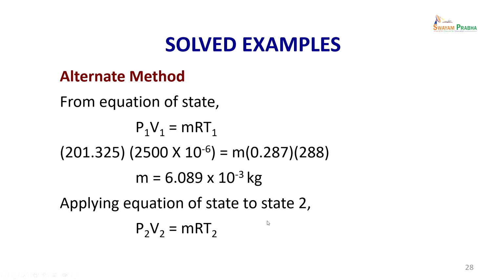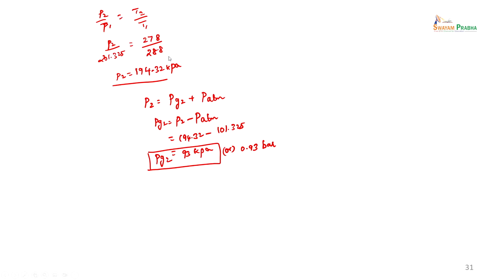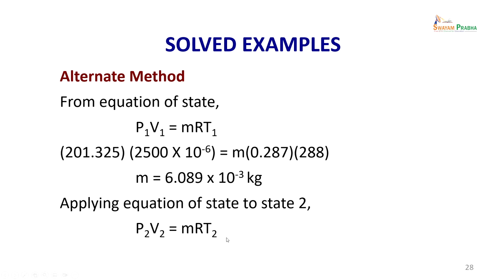There is a second, alternate method, which is provided by using the equation of state PV equal to MRT. Apply this equation for state 1: P1 V1 equal to MRT1. Method 2: P1 V1 equal to MRT1. So, let us quickly solve the problem by the second method.